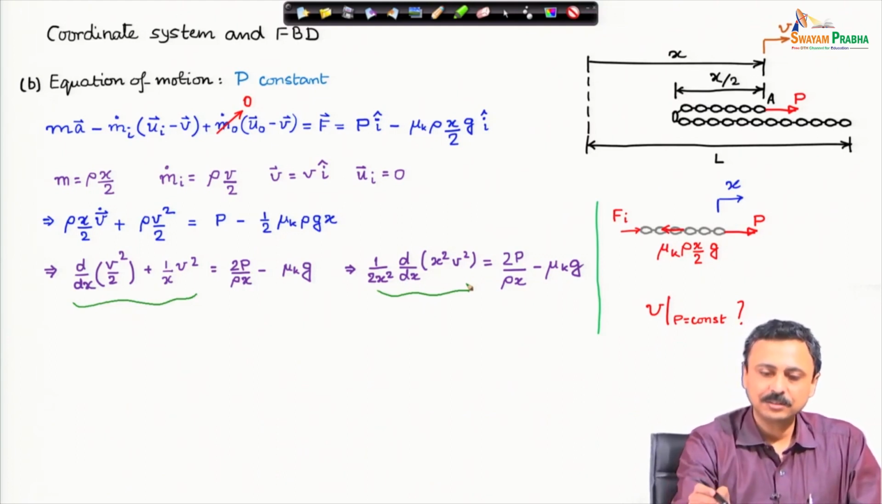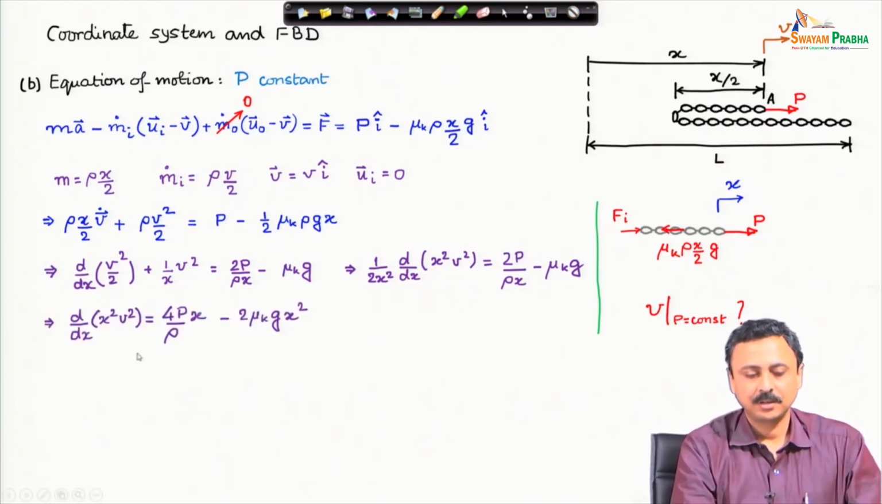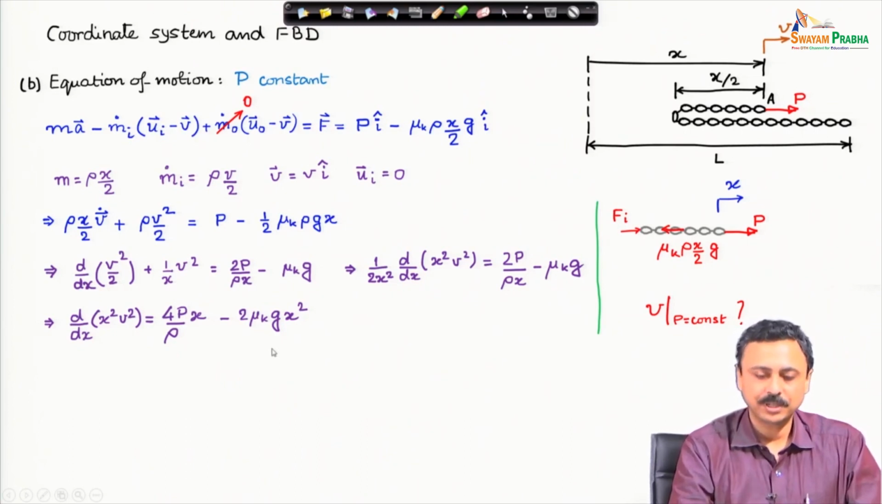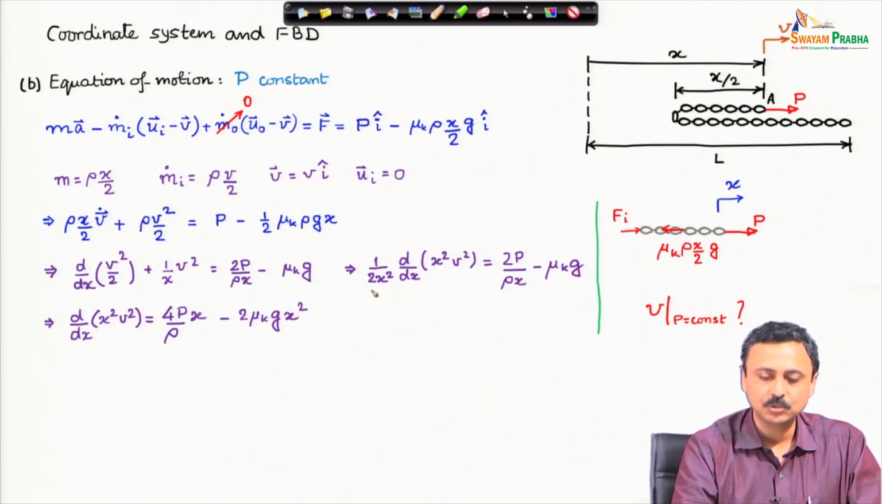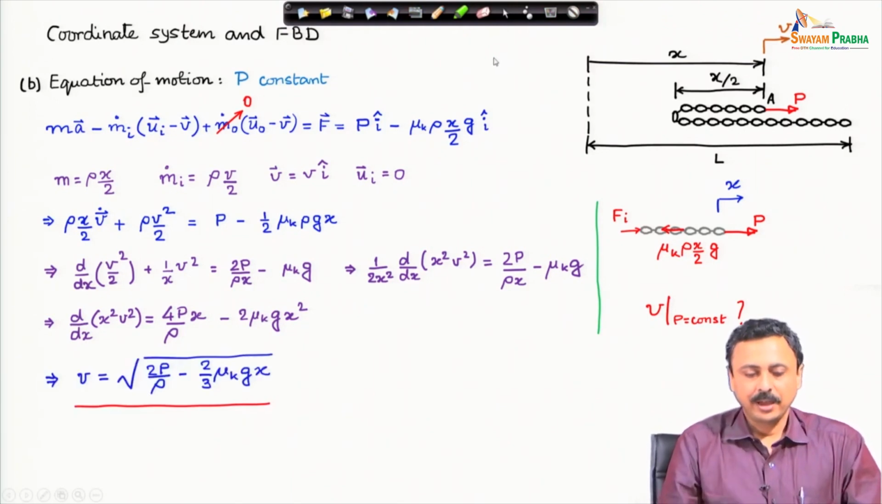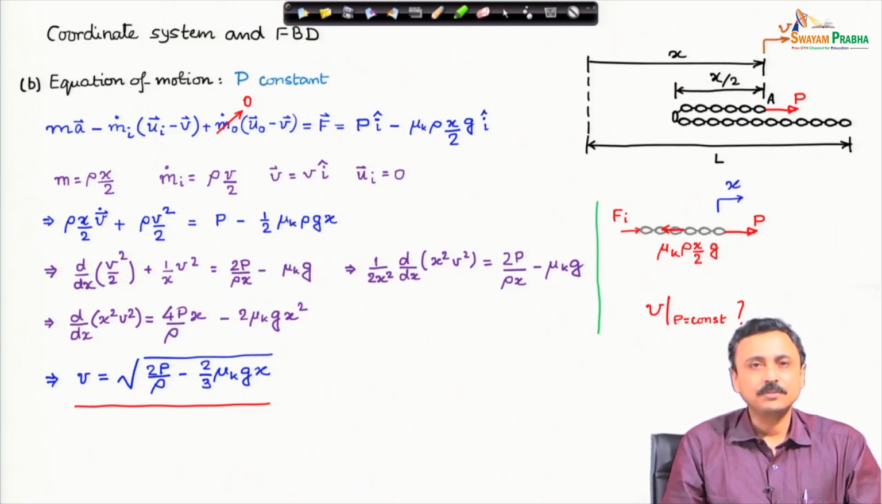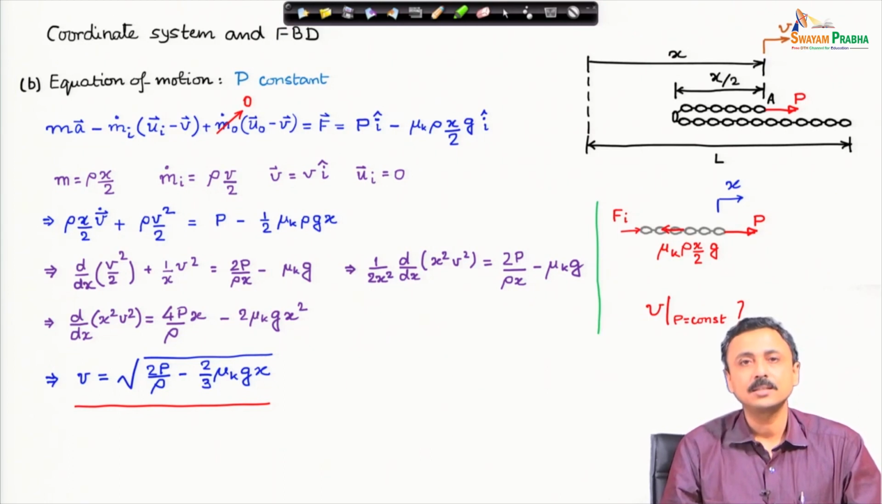and if you do this simplification, then you come to this step. Here I have taken these terms to the right hand side. These are all simple algebraic steps, and finally I can integrate and find out the velocity as a positive square root of whatever comes inside: 2 p by rho minus 2 by 3 mu k g x. This is straightforward integration and using some algebra to simplify things. This is how the velocity varies with x.